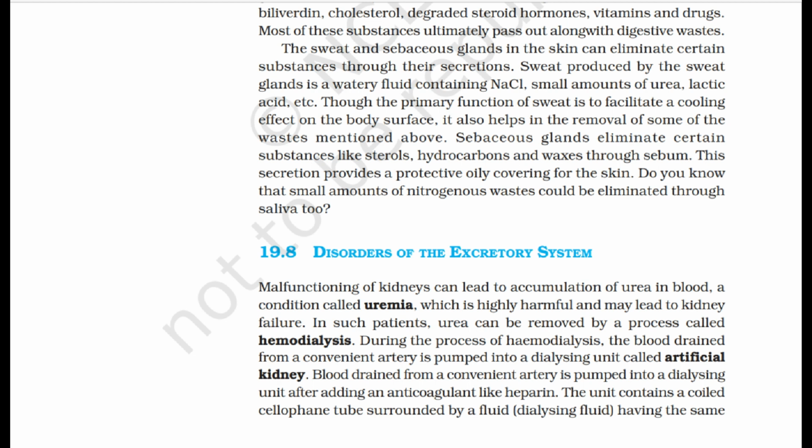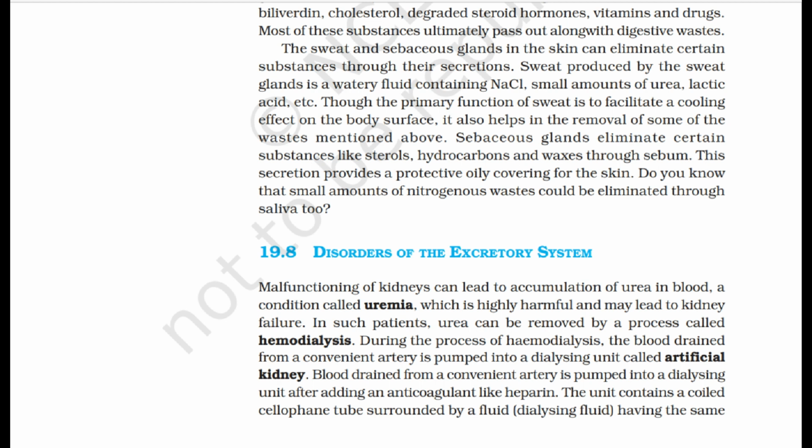Sebaceous glands eliminate certain substances like sterols, hydrocarbons and waxes through sebum. This secretion provides a protective, oily covering for the skin. Do you know that small amounts of nitrogenous wastes could be eliminated through saliva too?